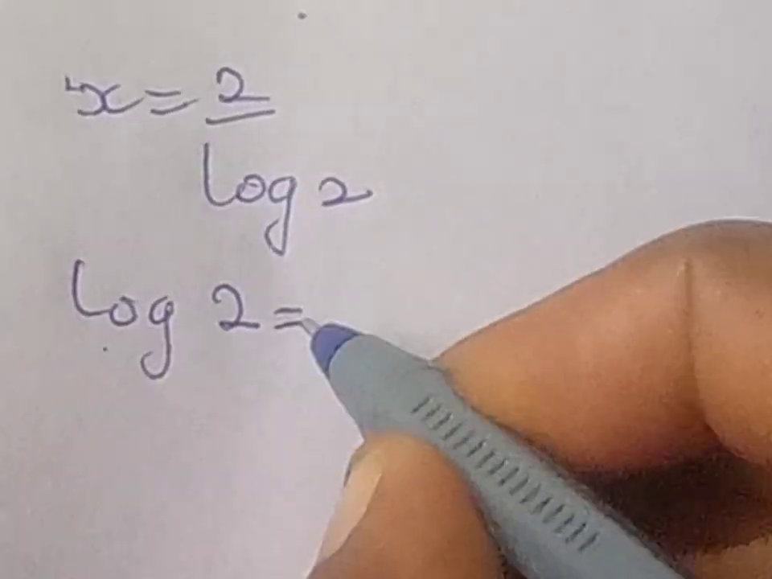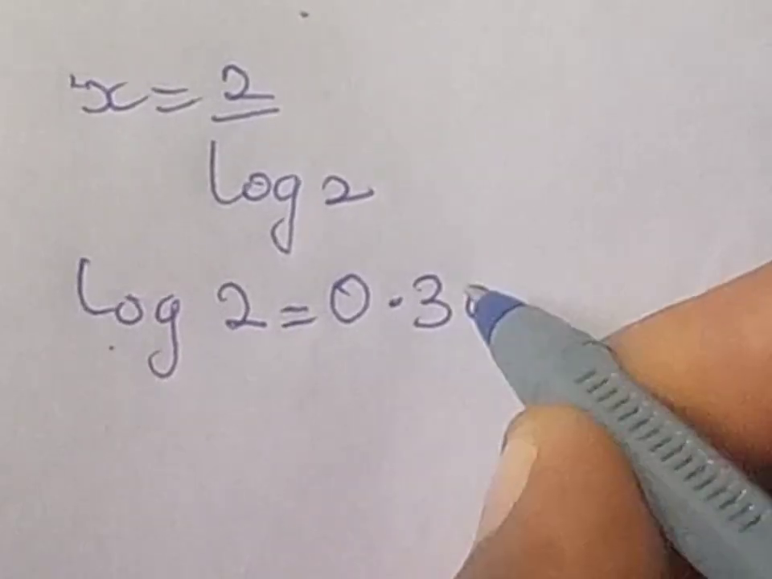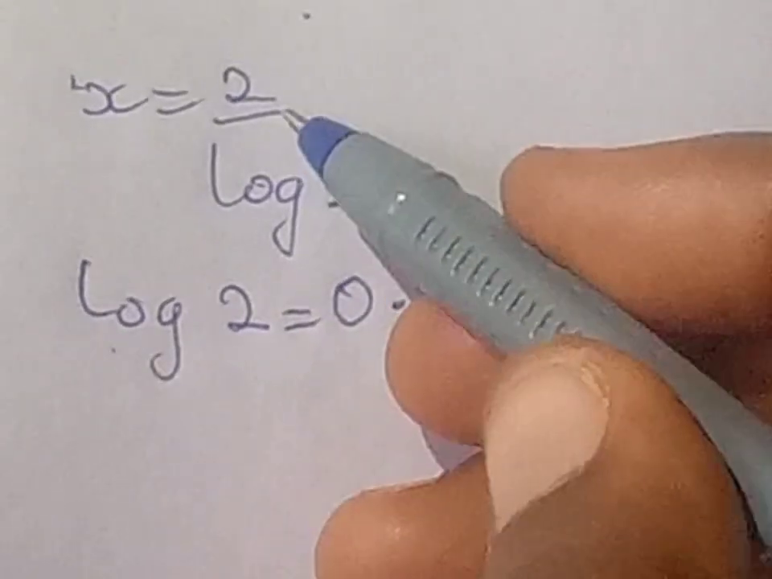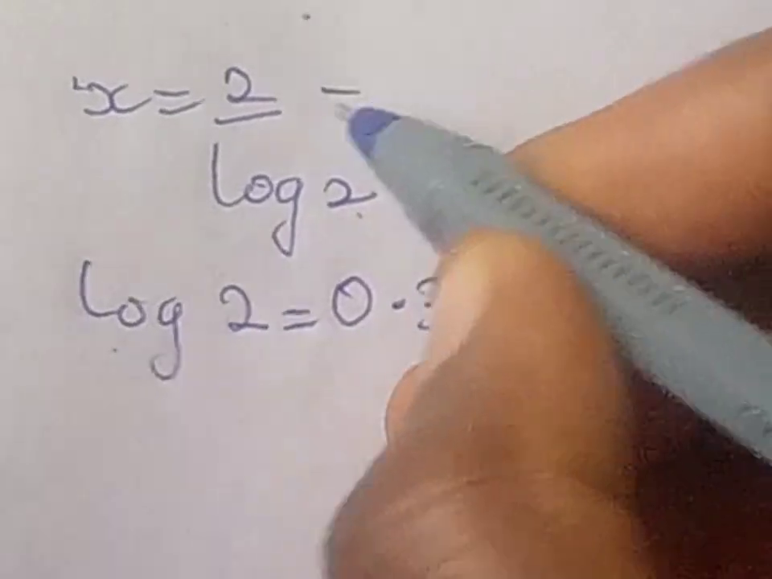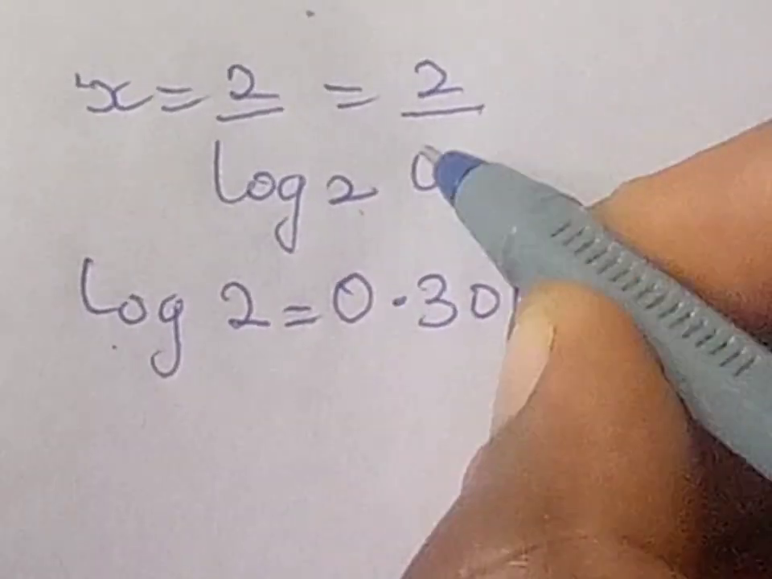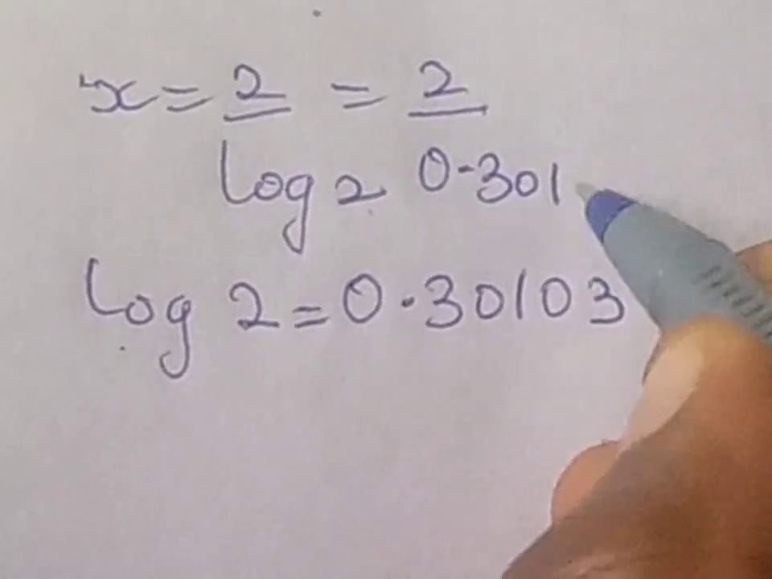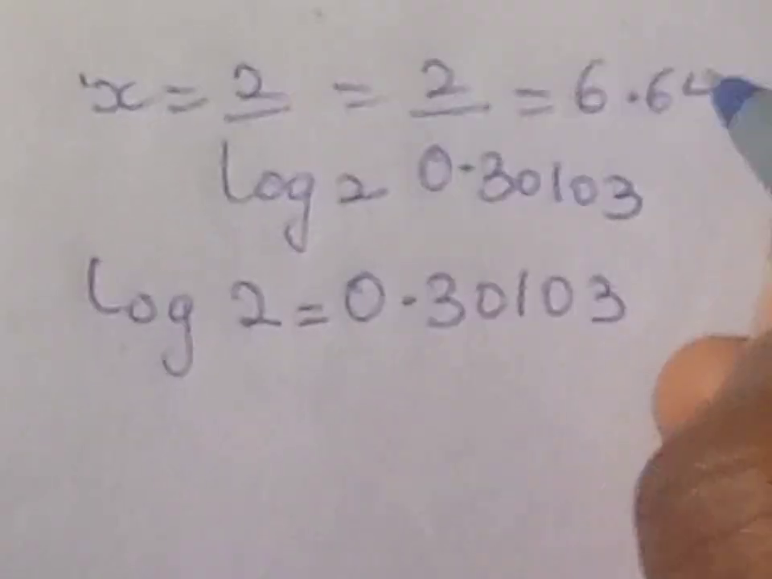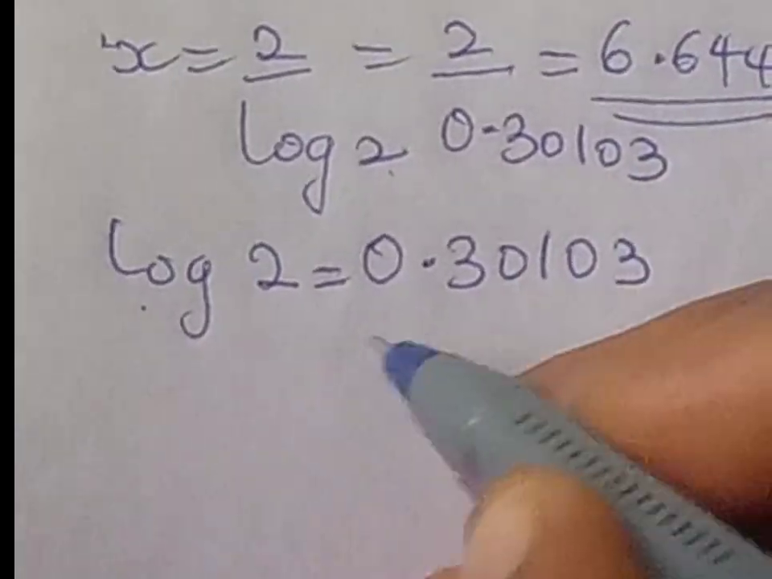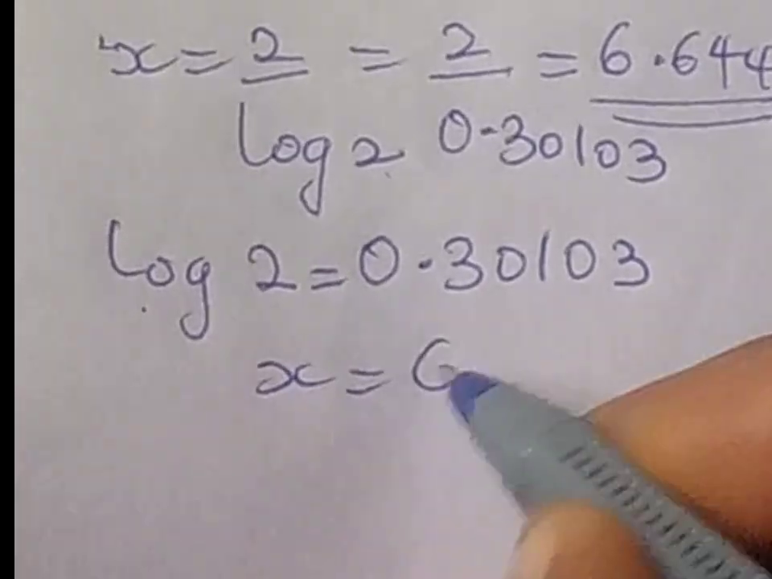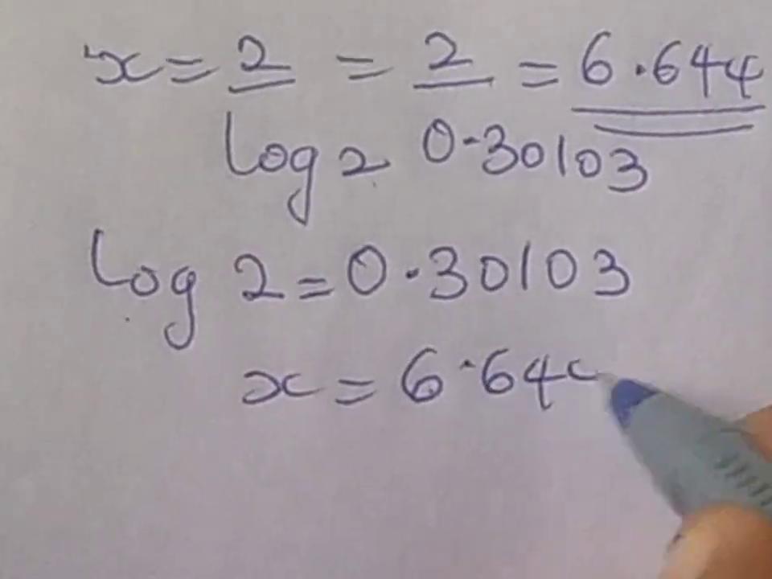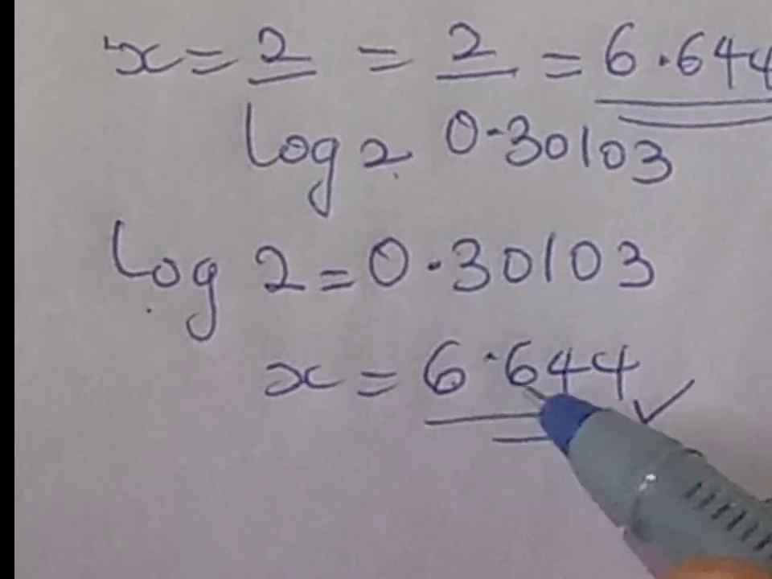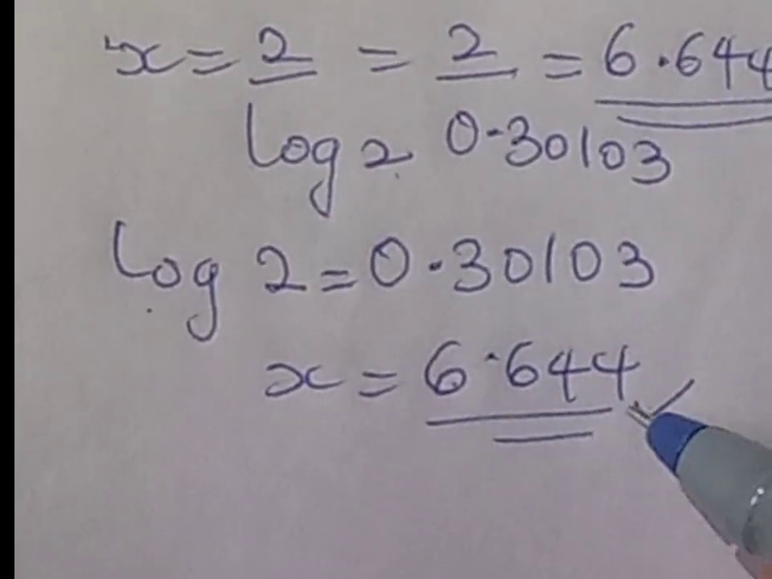Log 2 equals 0.30103. So we obtain 2 divided by log 2, which gives us 2 divided by 0.30103, which is equal to 6.644. So our x equals 6.644.